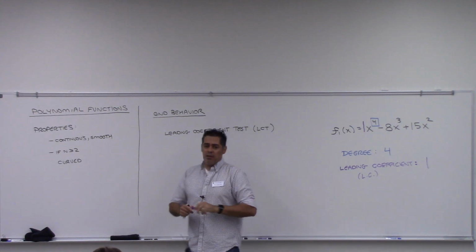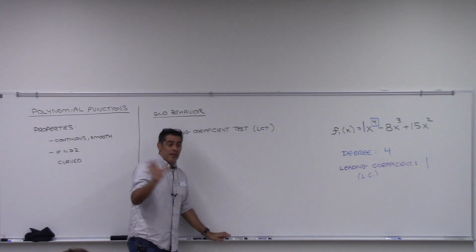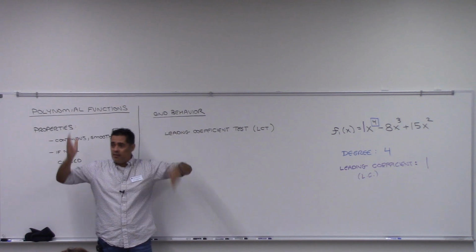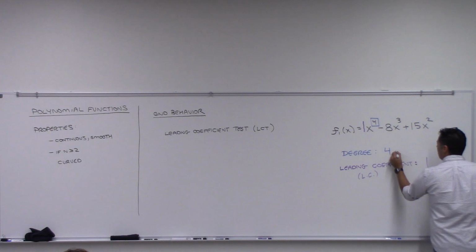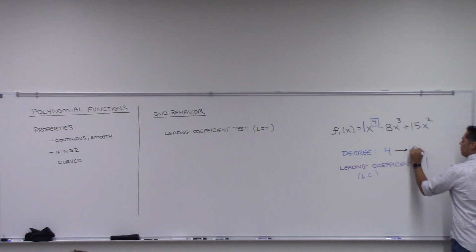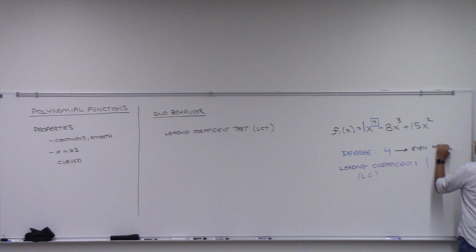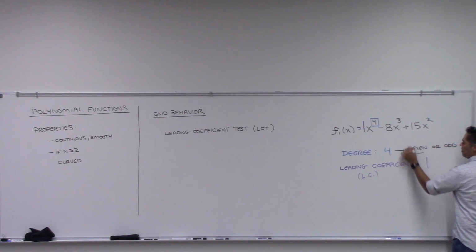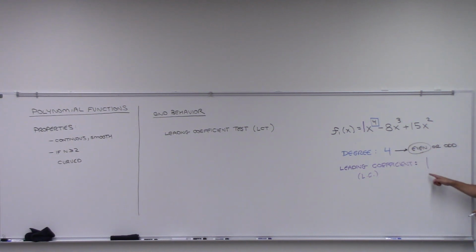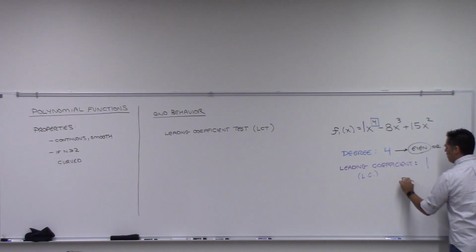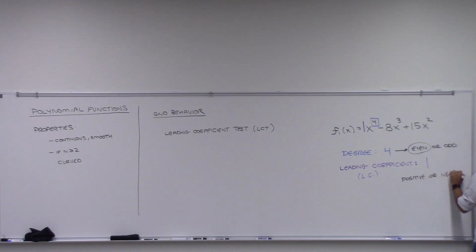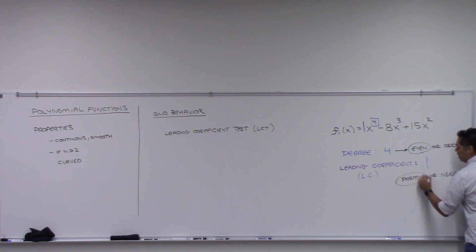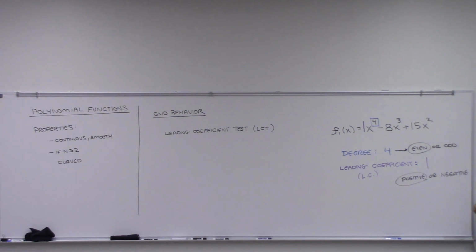And what we're going to do is look at those two numbers, and those are going to tell us everything about whether or not it does this or that, right? And the way we do it is this. For the degree, what we want to know about this number is whether or not it's even or odd. Well, of course, 4 is even, right? And then for the leading coefficient, we want to know if it's positive or negative. And in this case, it's positive, right? That tells us what we need to know. But how does it tell us, right?